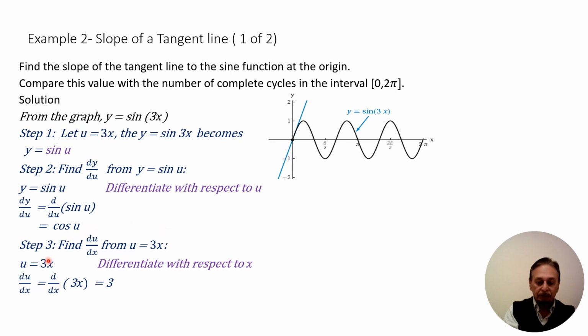Now in step 3, we're going to find du over dx from u equals 3x. So let's write down u equals 3x and now differentiate with respect to x. So du becomes du over dx, and differentiating 3x with respect to x becomes 3, because x is an identity function and its derivative is 1.